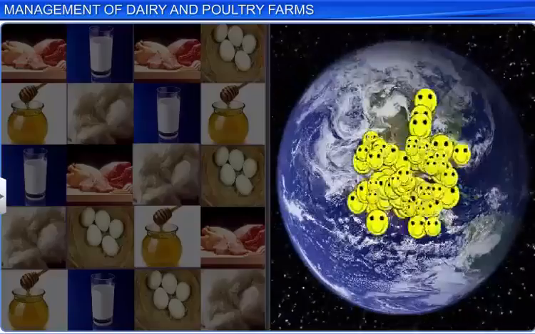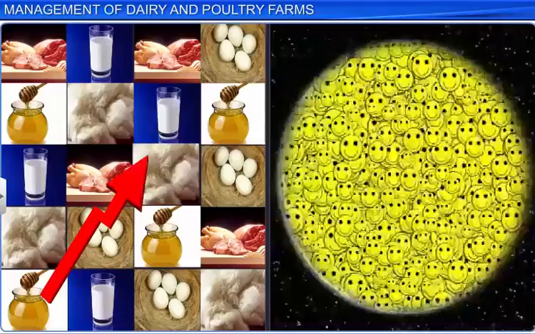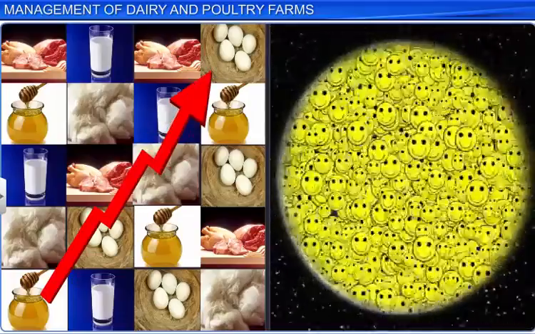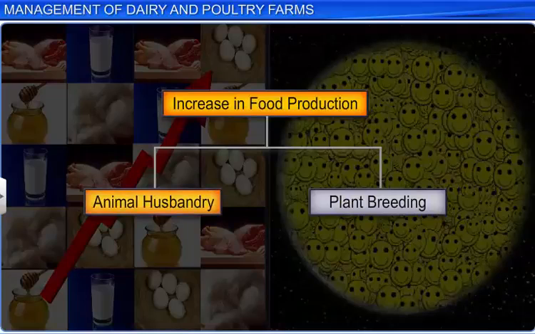With an increase in population worldwide, an increase in food production is also required. This can be achieved through animal husbandry and plant breeding.